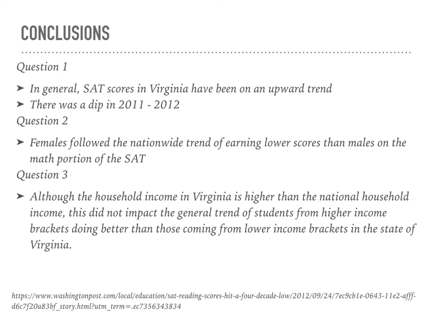So in conclusion, looking back at question 1 that addressed the overall SAT scores in Virginia from 2010 to 2015, there has been a general upward trajectory. However, there was a dip in 2011 and 2012, and I referenced an article at the bottom of this slide that goes more in depth about why that dip occurred, but basically, in summary, what it says is that that dip was mostly due to the influx of students who were taking the SAT during that period of time.